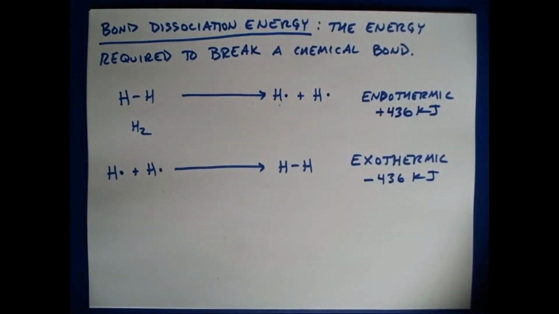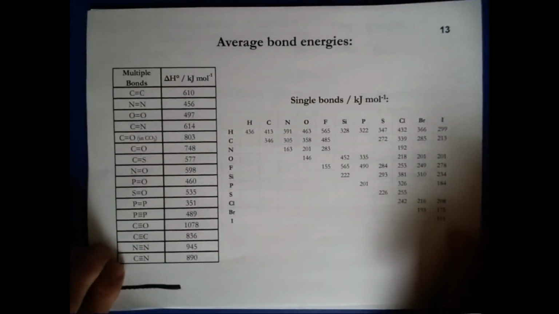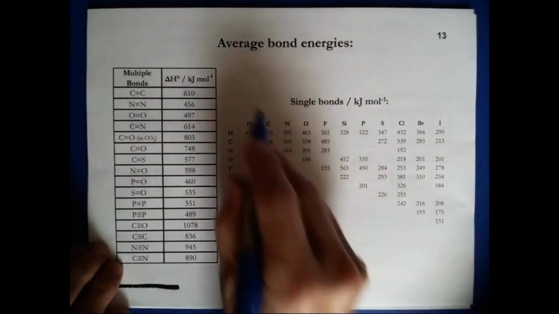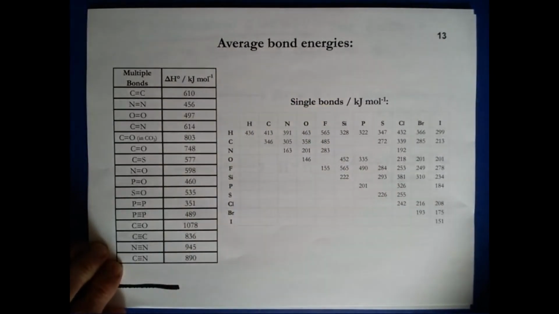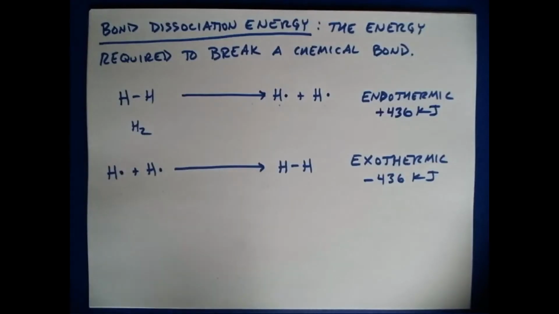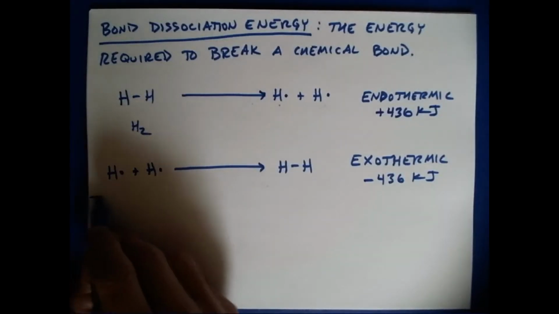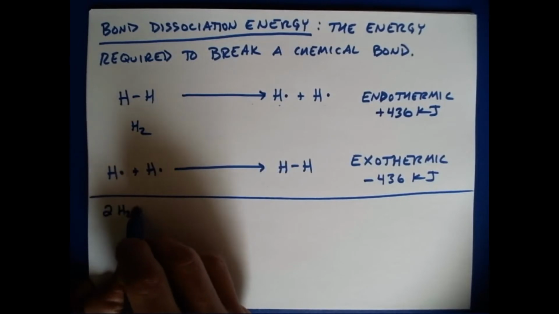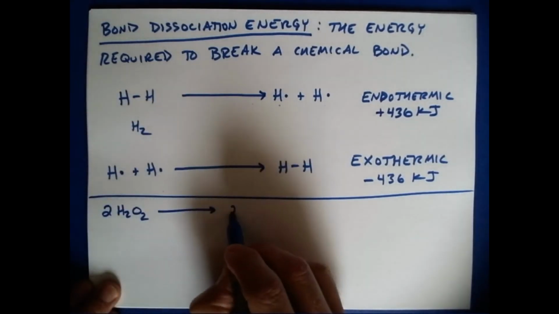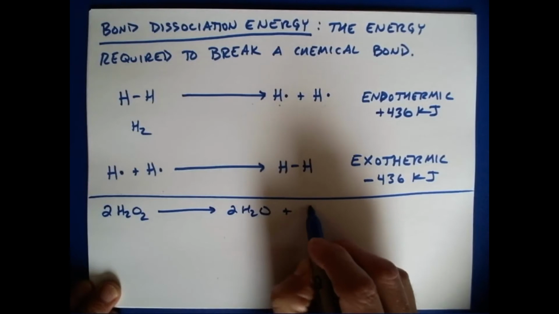And the information in this chart can be used to estimate. It's not going to be perfect because they're average energies, but this information can be used to estimate the enthalpy of a particular chemical reaction. Let's try it. Let's do this for, let's say, the decomposition of hydrogen peroxide. So H2O2 goes to 2H2O plus O2.